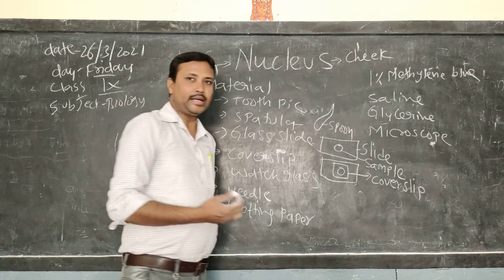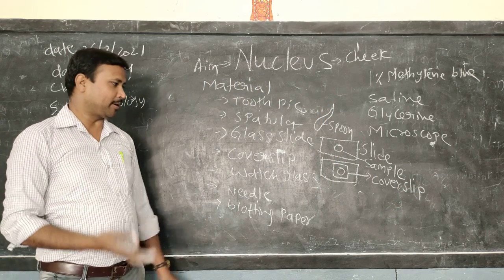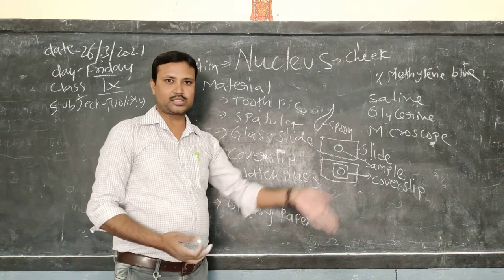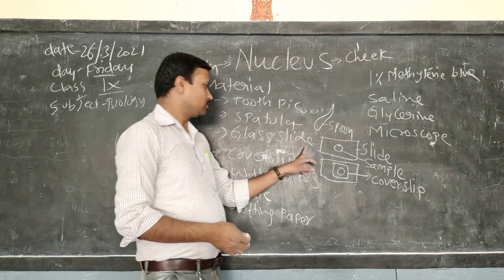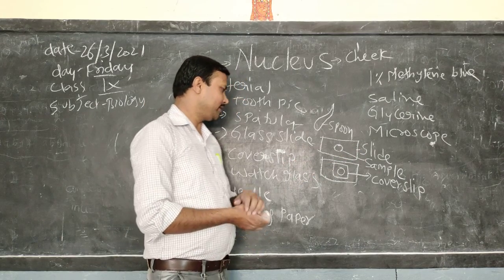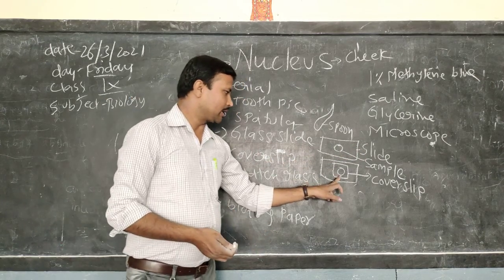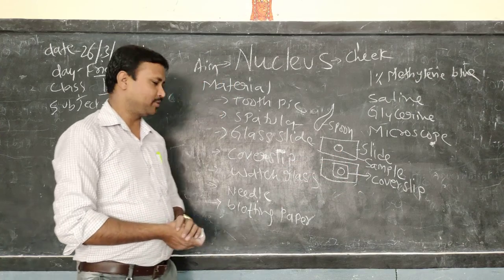So I am trying to explain in detail what the purpose is. Why do we have to collect all these things? What is the use of these things? One by one I am going to explain to you. So the glass slide is the outermost layer. This is the glass slide. The cover slip, and the sample. We have kept the sample here.